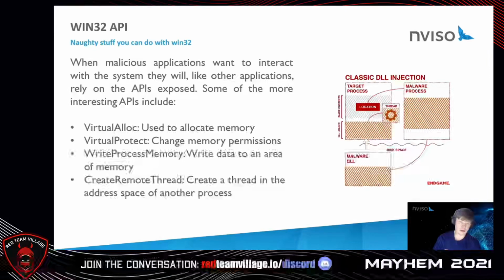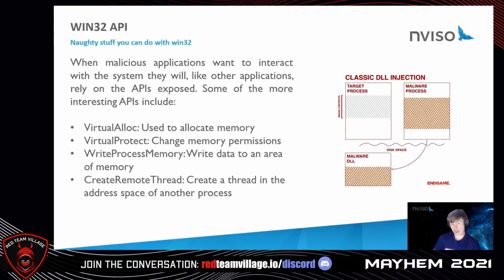WriteProcessMemory, of course, to write data to your newly created memory. And CreateRemoteThread, which will create a new thread in the address space of the process and actually launch your malicious code, so to say. So as you can see, DLL injection heavily leverages the Win32 API as well.